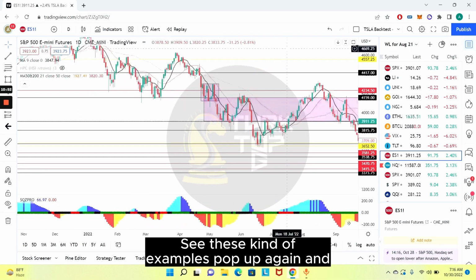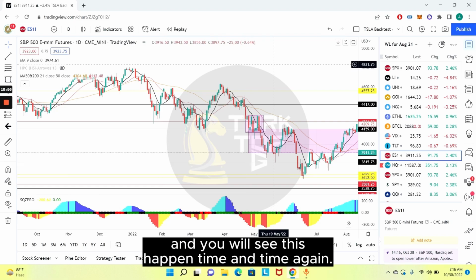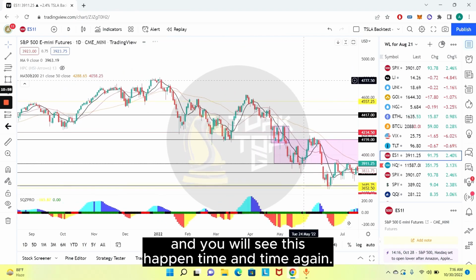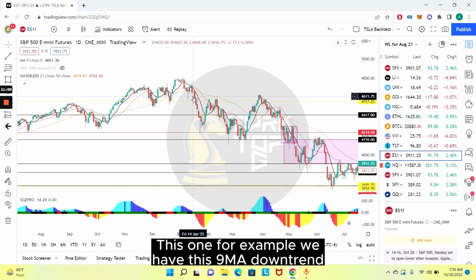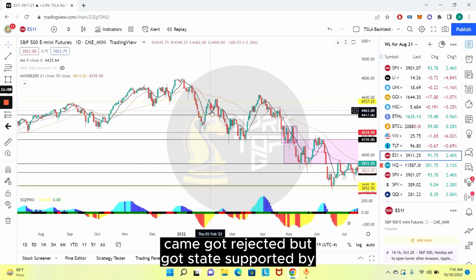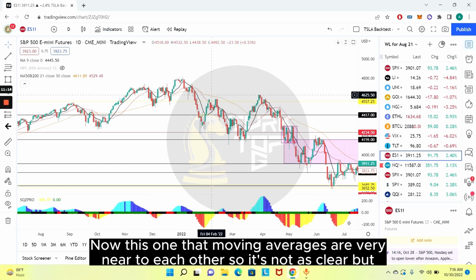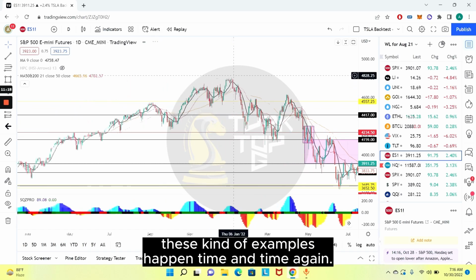So these kinds of examples pop up again and again on every chart. Feel free to check it out and you will see this happen time and time again. This one, for example, we have this 9 MA downtrend. Price broke above 9 MA, went to the 21 MA, went slightly higher, got rejected, but stayed supported by 9 MA, consolidates, and then goes to the 50 MA. Now this one, the moving averages are very near to each other, so it's not as clear. But these kinds of examples happen time and time again.